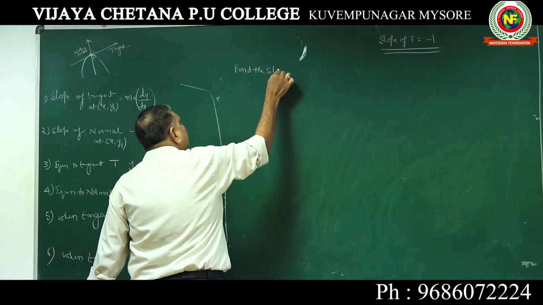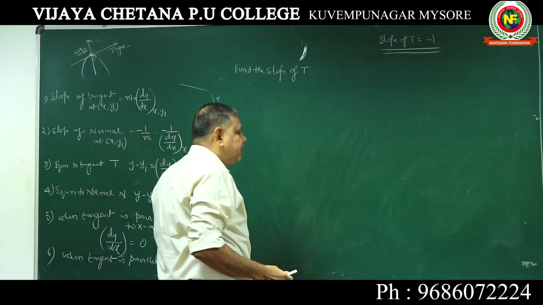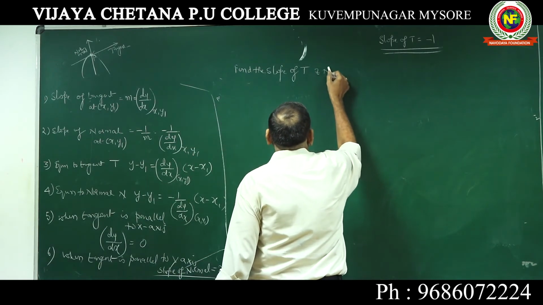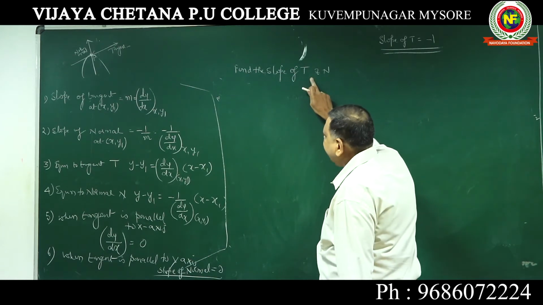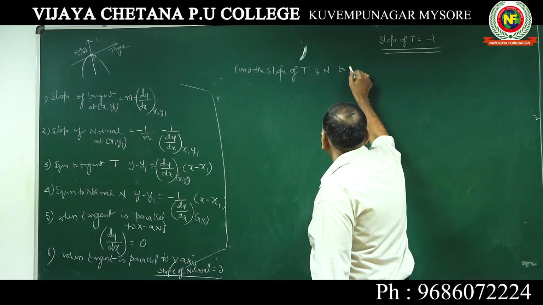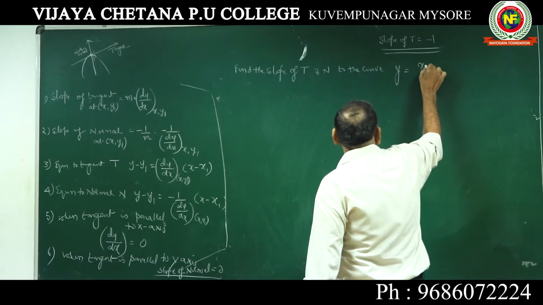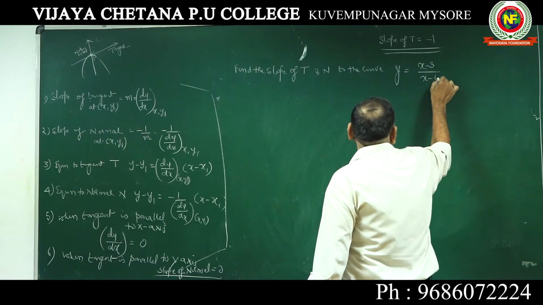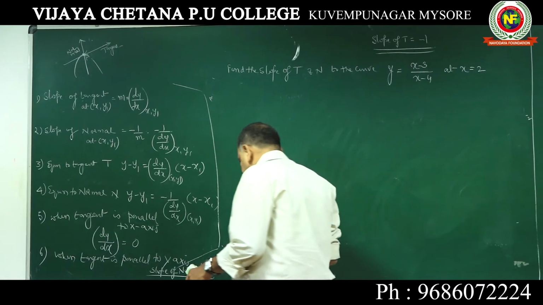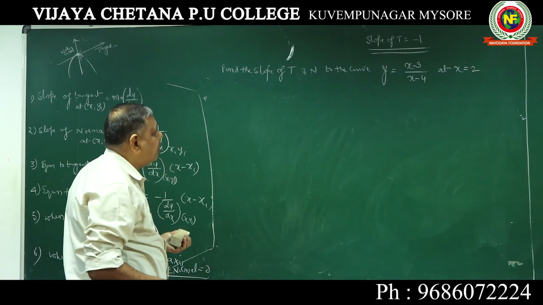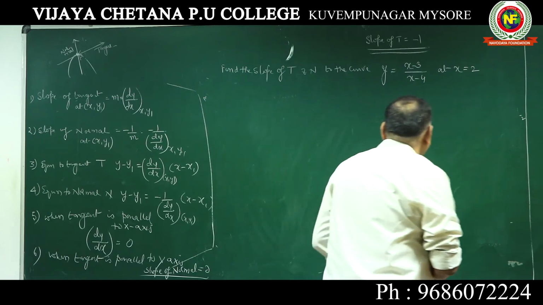Find the slope of tangent and normal. Don't write T and N in examination, you write tangent and normal. Find the slope of tangent and normal to the curve y is equal to (x minus 3) by (x minus 4) at x equal to 2. At x equal to 2, very important thing.